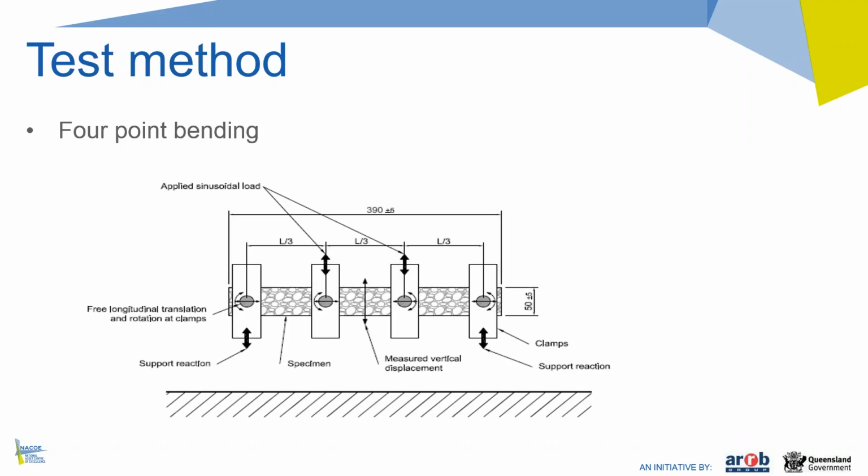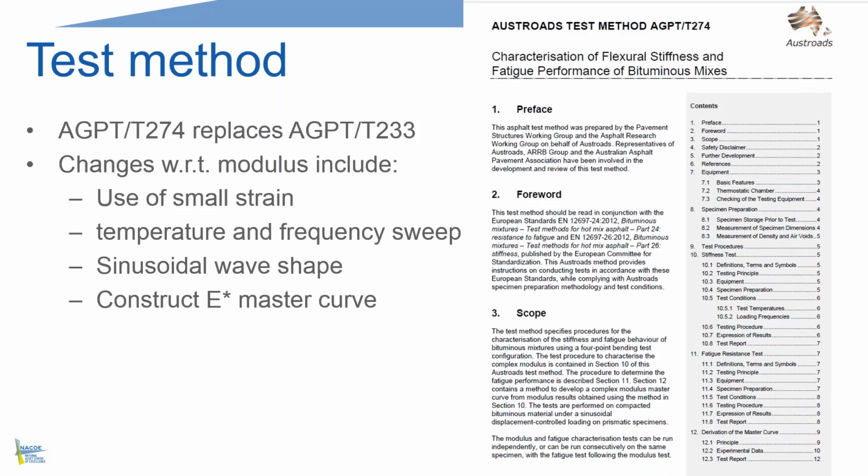Okay, then just a quick couple of slides on the test method itself. So we'll be using 4-point bending, and all that is you take an asphalt beam, you hold it on the ends, and you introduce a sinusoidal displacement load on the inner clamps and measure the load response of the sample while you're pushing up and down the inner clamps of the specimen. The test method that we'll be using for this is AGPT274, which replaces the older AGPT233 that you may be familiar with. So that is the older Austroads fatigue test method.